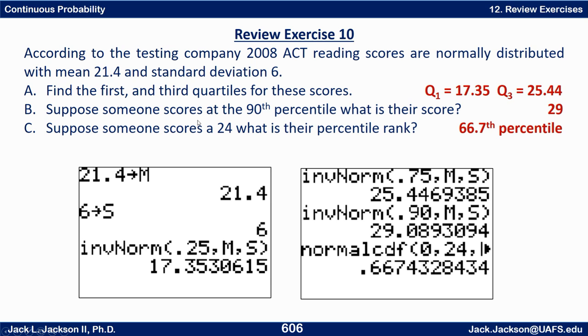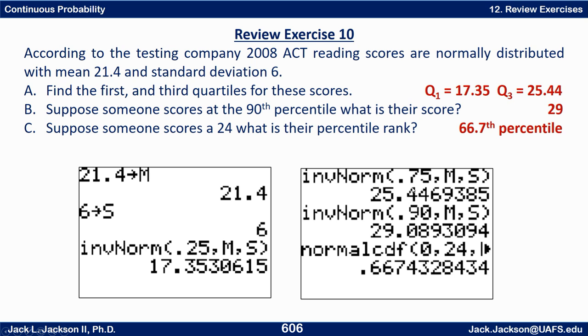Well, anytime I have these, the first thing I'm probably going to do is take the mean of 21.4 in this case and store it as M, and the standard deviation in this case 6, store it as S. And then the first two problems here are actually inverse norm problems, and the third one is a probability problem. So the first and third quartiles are the values for which 25% and 75% respectively are to the left. So to find the first quartile, I want to do an inverse norm of 0.25 with our mean and standard deviation, and that's about 17.35 will be the first quartile.